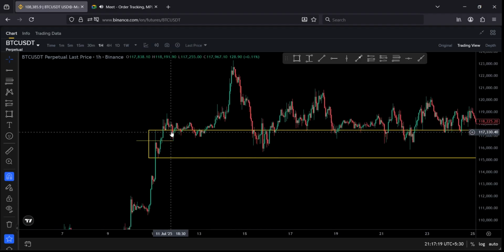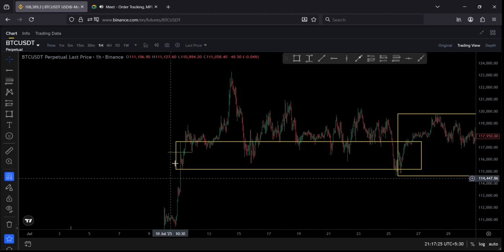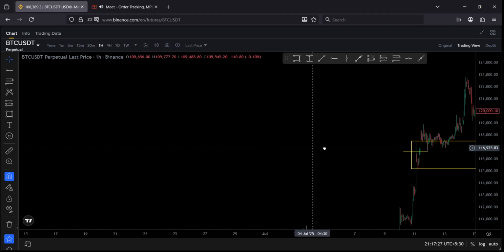Okay, so this one is our FL. Is this clear or not? Yes, this is our FL. Okay, so what happened? The price goes up like this here.